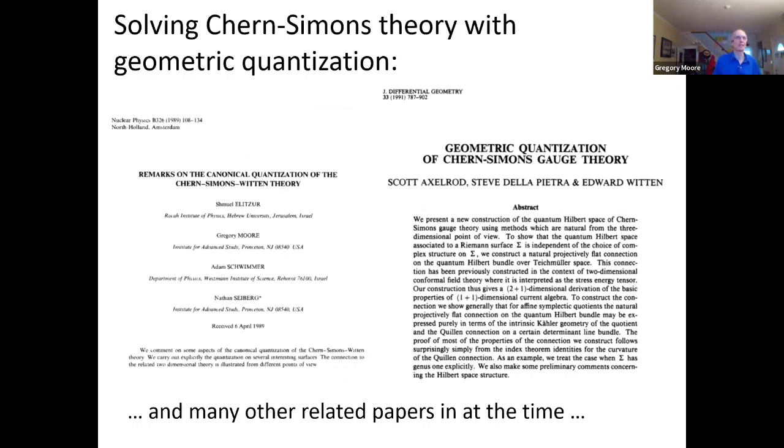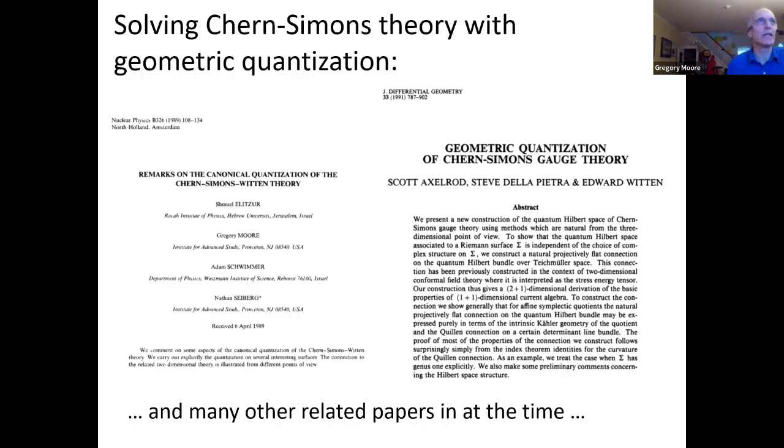Over the course of the academic year, many groups were trying to solve Chern-Simons theory, mostly using the method of geometric quantization. Two papers that are outstanding in that subject, to my mind, are the paper of Axelrod, Della Pietra, and Witten, and my paper with Seiberg, and we were collaborating with Shmuel Elitzur and Adam Schwimmer.